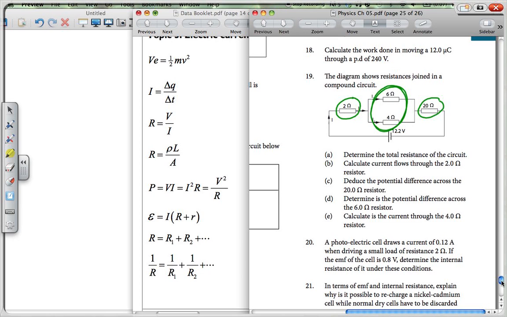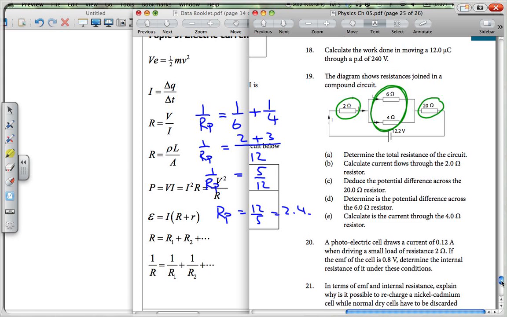For the parallel part, 1 over Rp will equal 1 over 6 plus 1 over 4. So 1 over Rp, I'll do it over 12. It's going to be 2 plus 3. So I'm going to get 5 over 12 is equal to 1 over Rp. Don't forget you need to invert both sides. So Rp is equal to 12 over 5. So it's equal to 2.4 ohms.